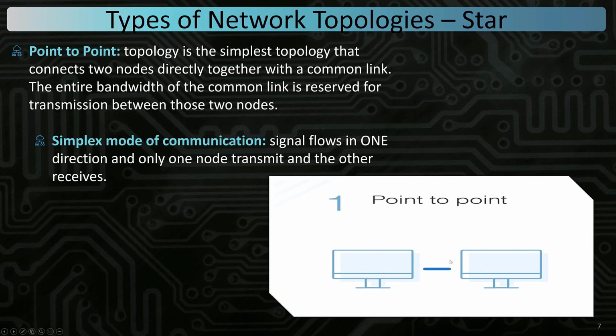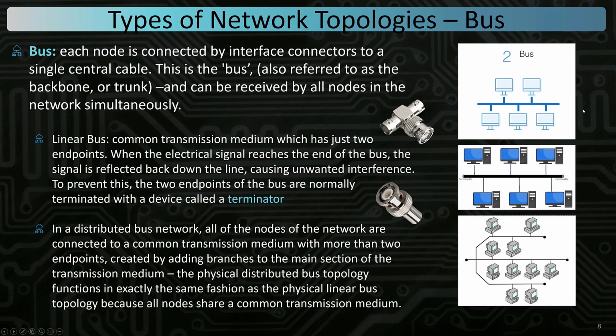In simplex mode, signals flow in just one direction. You could see how incompatible that would be, but as you remember, in our ring network, simplex mode means that the communications will only travel in one direction, and that's pretty important on a ring.